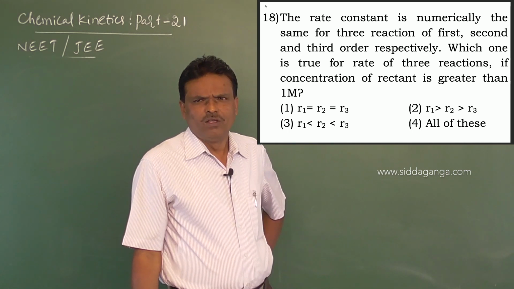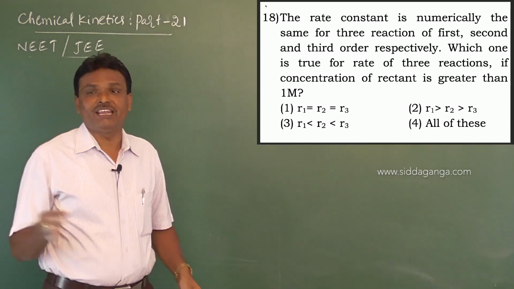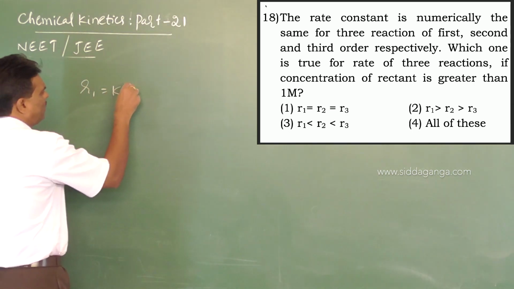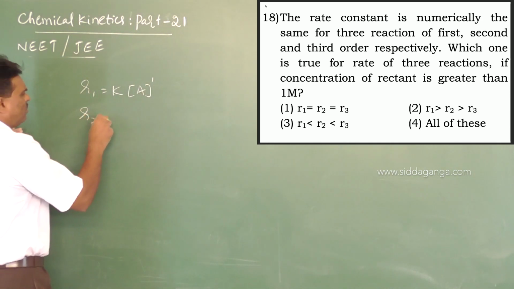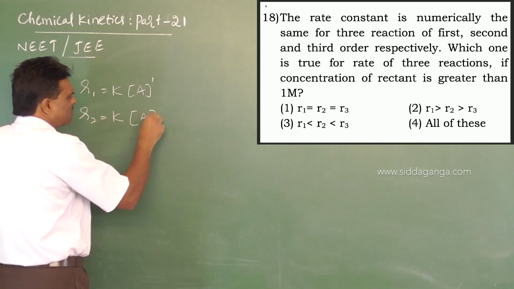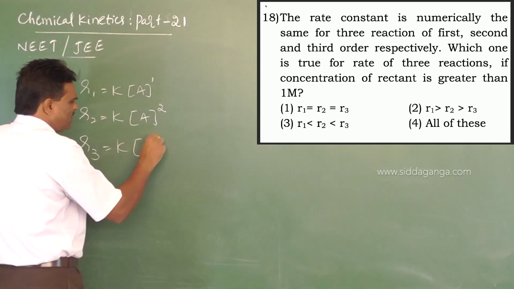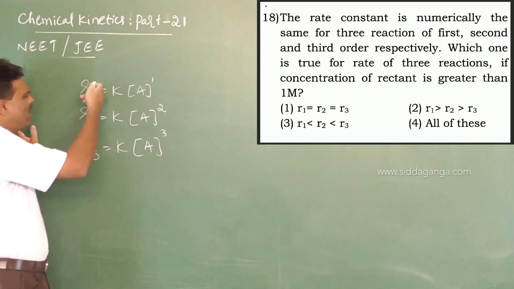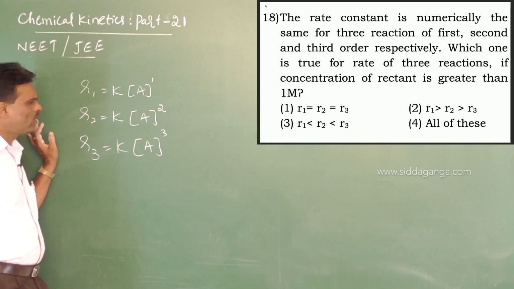In general, which one is true for the rate of 3 reactions? R1 is equal to K into molar concentration of A power 1. R2 is equal to K into molar concentration of A power 2. R3 is equal to K into molar concentration of A power 3. Among these 3, which one is correct? Which one is true for the rate of 3 reactions if concentration of reactant is greater than 1 molar?